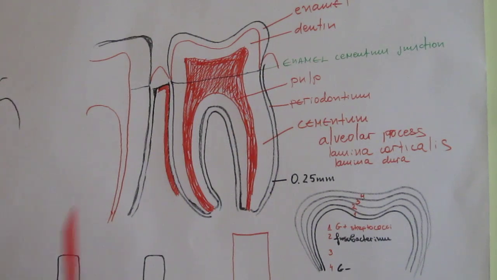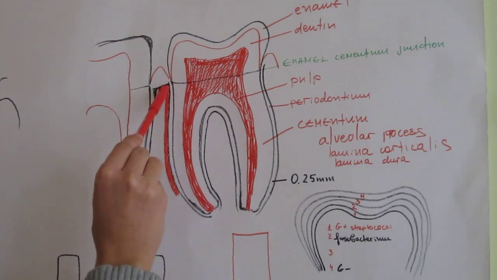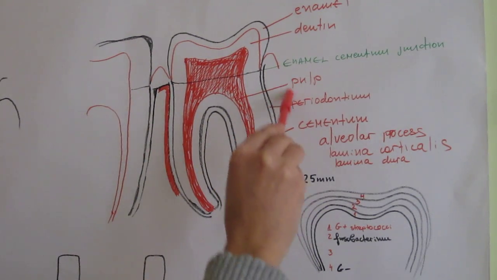Let's say this is the mandible, and I'm gonna show the main structures of the tooth and also the supportive structures, and after that I'm gonna explain them in detail. So we have the bone. Let's say this is the bone.